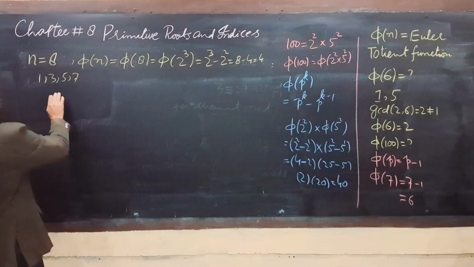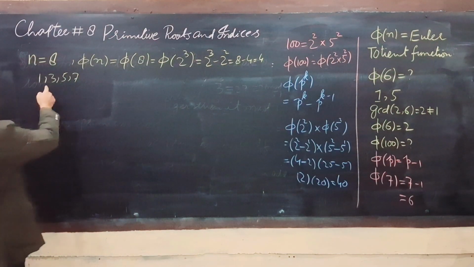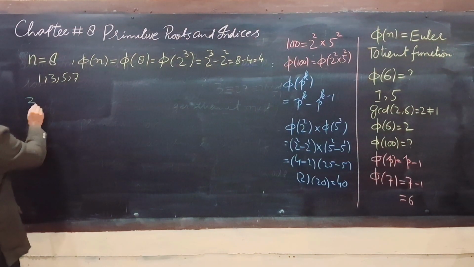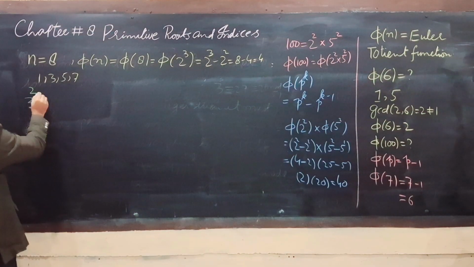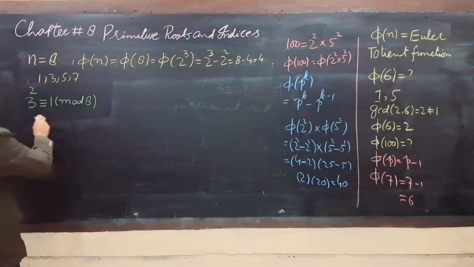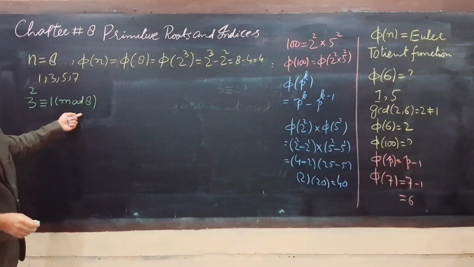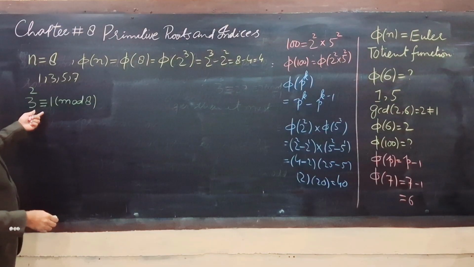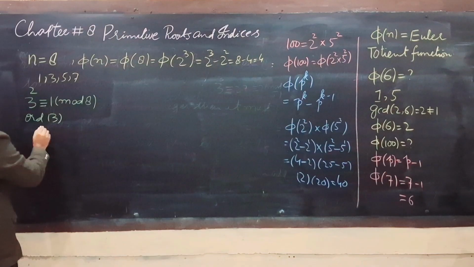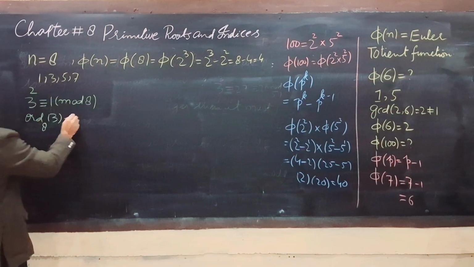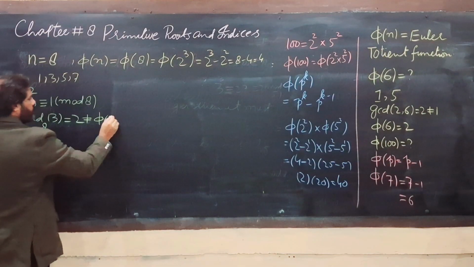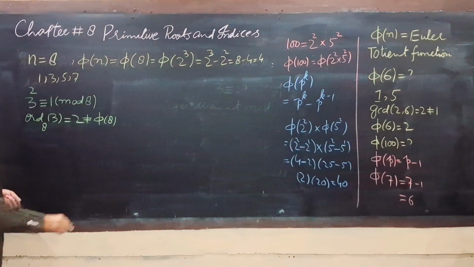So it means we have to calculate the order of these integers. Leave the case of 1, because 1 always has order 1. What is the order of 3? You can observe that 3 squared is congruent to 1 modulo 8. 3 squared is 9, 9 minus 1 is 8, and 8 is divisible by 8. So this shows that the order of 3 under modulo 8 is equal to 2, which is not equal to phi of 8. So this shows that 3 is not a primitive root.